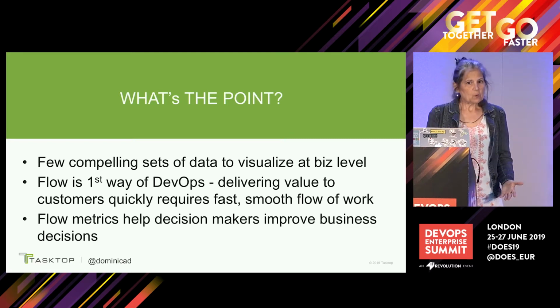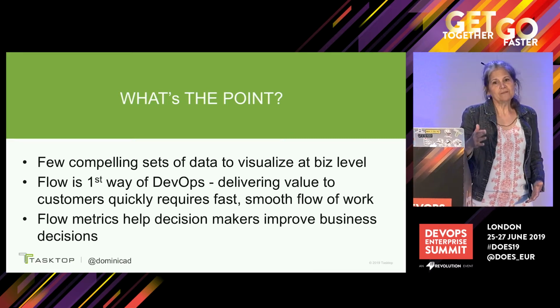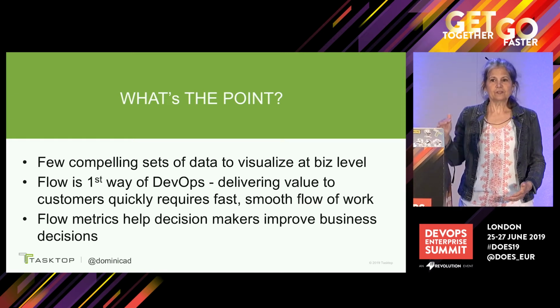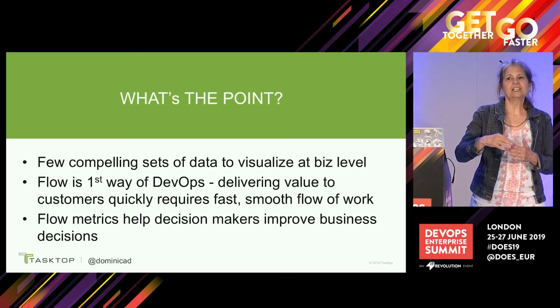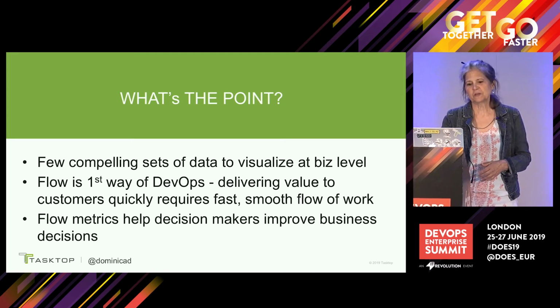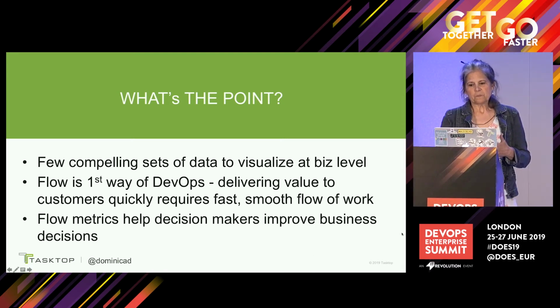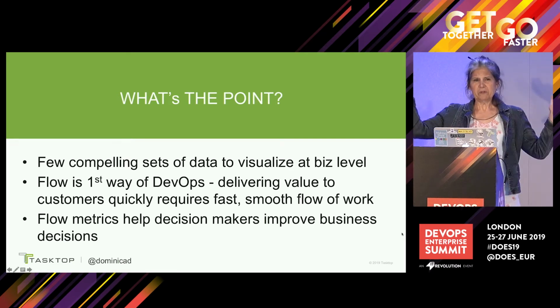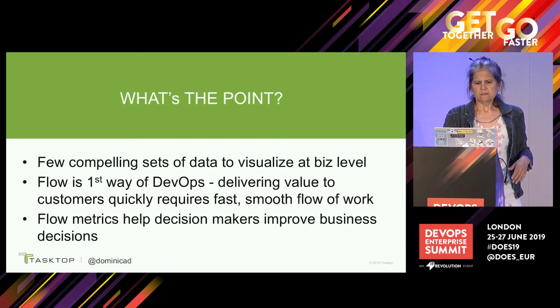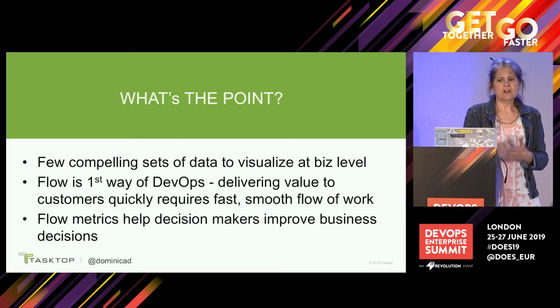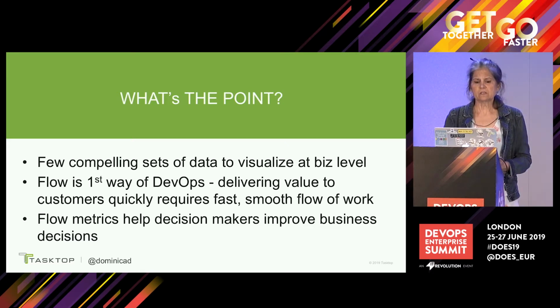And so if we bring in flow, remember flow, most of you already know, probably. Flow is the first way of DevOps, because in order to deliver customer value quickly, work needs to flow rapidly and smoothly and predictably through the value stream. So we are working to help decision makers primarily. How many in the room are decision makers or upwards leadership? Okay, great. Because this is what flow metrics help provide, trying to help you improve your business decisions.